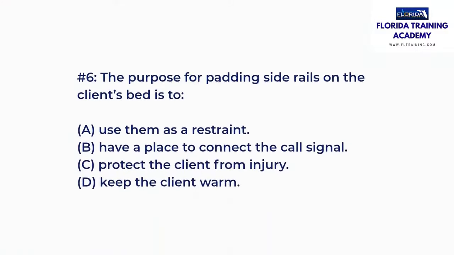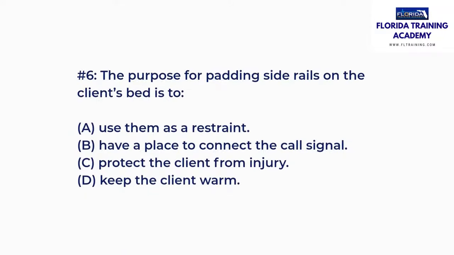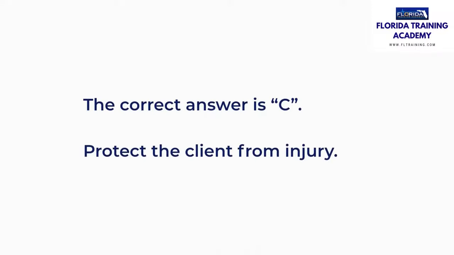Number 6. The purpose for padding side rails on the client's bed is to A. Use them as a restraint. B. Have a place to connect the call signal. C. Protect the client from injury. D. Keep the client warm. The correct answer is C. Protect the client from injury.